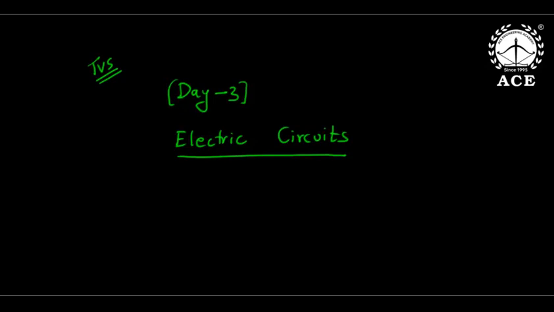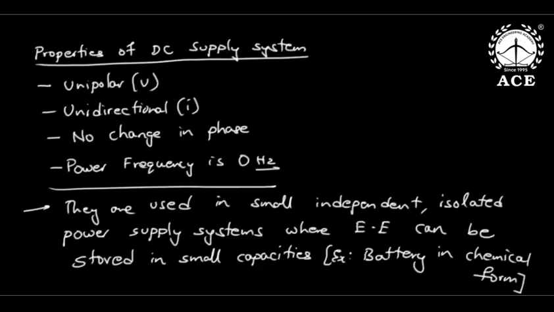Okay, what we did yesterday, we classified DC and AC. So what is DC supply? DC supply is unipolar, unidirectional, and there is no change in phase. Power frequency is ideally 0. It is used in small, independent, isolated power supply systems, and DC energy can be stored, that is, batteries.